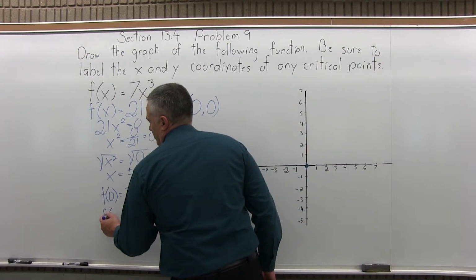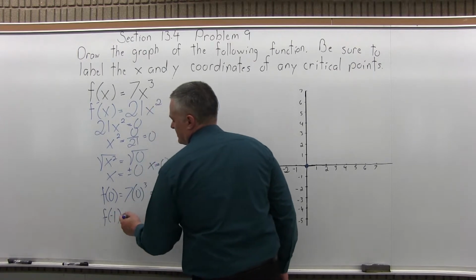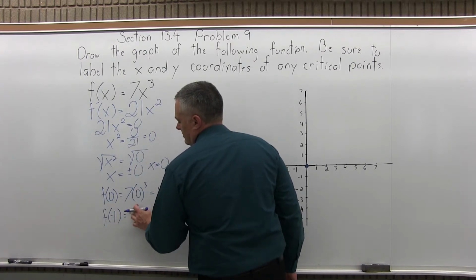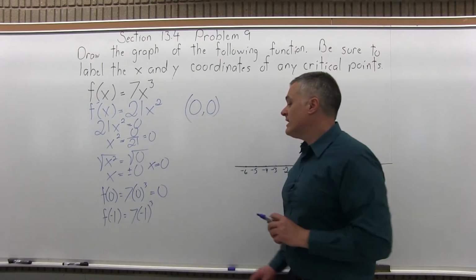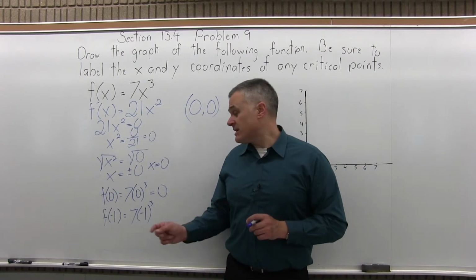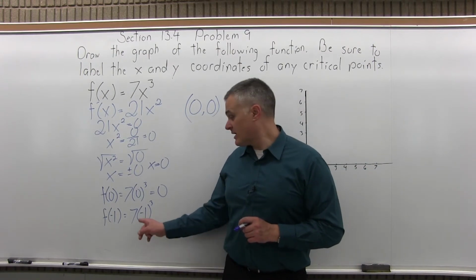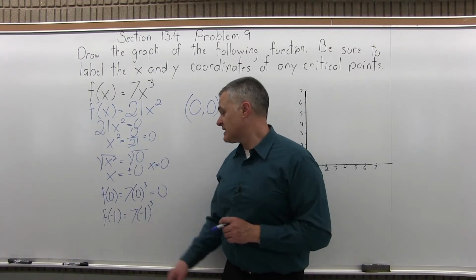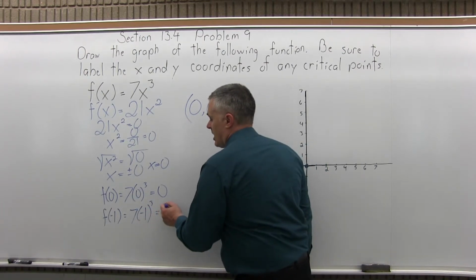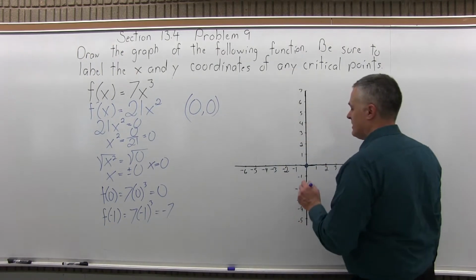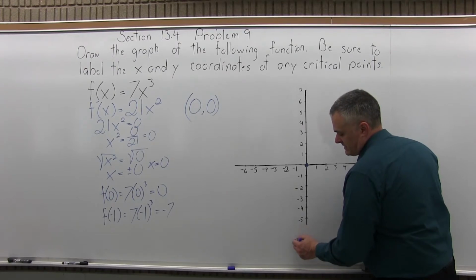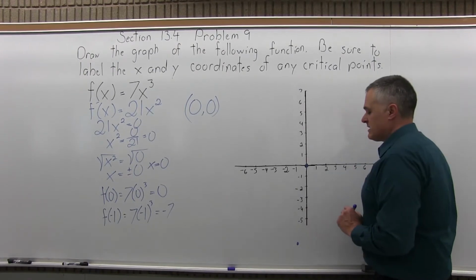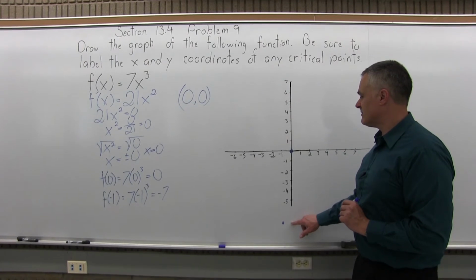So f of -1 equals, let's keep the 7 in front, 7 times x cubed is 7 times -1 to the third. -1 to the third, -1 times -1 times -1 is -1, again an odd number of negatives, times the 7 in front, -7. So if I go back 1, I go down, so that's 5, say down somewhere around there, 6, 7.